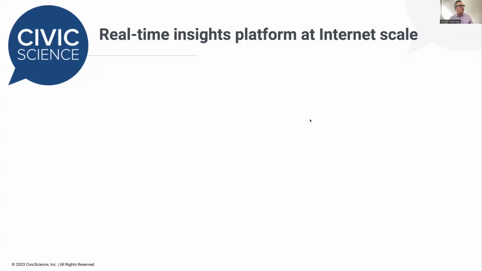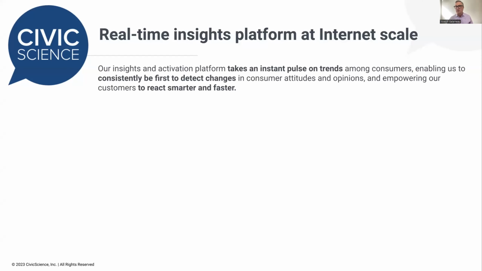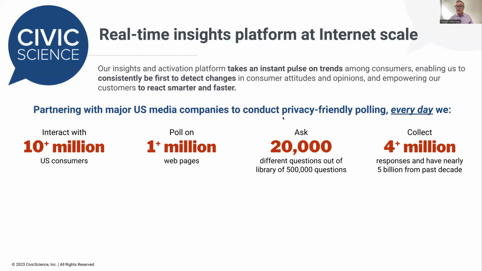So what is Civic Science? We've been around for a bit. We're a real-time consumer insights platform, as well as an activation platform. And how we work is we partner with major media sites. We put polling units on their sites, and we interact with about 10 million consumers a day, collect about 4 million polling responses across tens of thousands of questions. So pretty much anything you can imagine that a brand marketer or a strategist would want to know about consumers, we're asking, and we're asking lots of people that all the time.